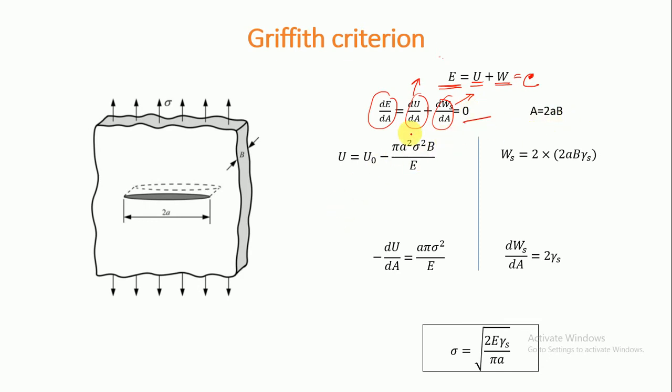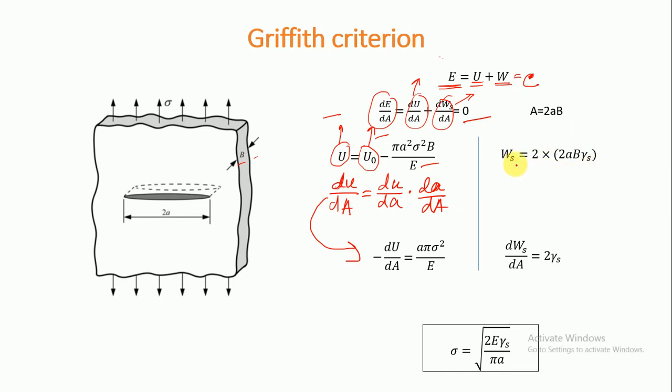surfaces. So potential energy U is the current potential energy, and U0 is the undeformed potential energy. So potential energy can be written as U equals U0 minus pi a squared sigma squared b. B is the thickness of the specimen and E is the Young's modulus, and we can get this energy release rate in terms of potential energy by this equation.